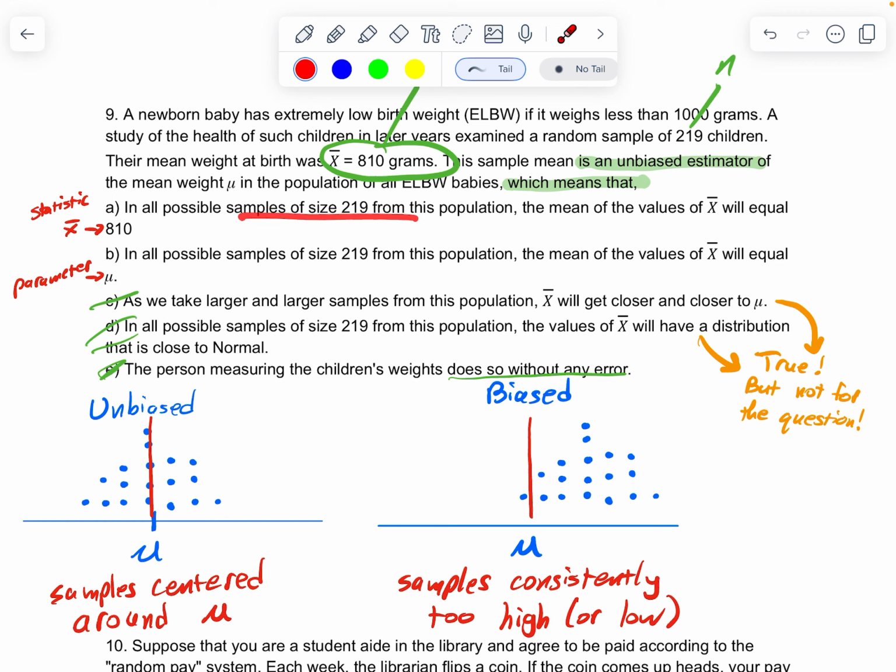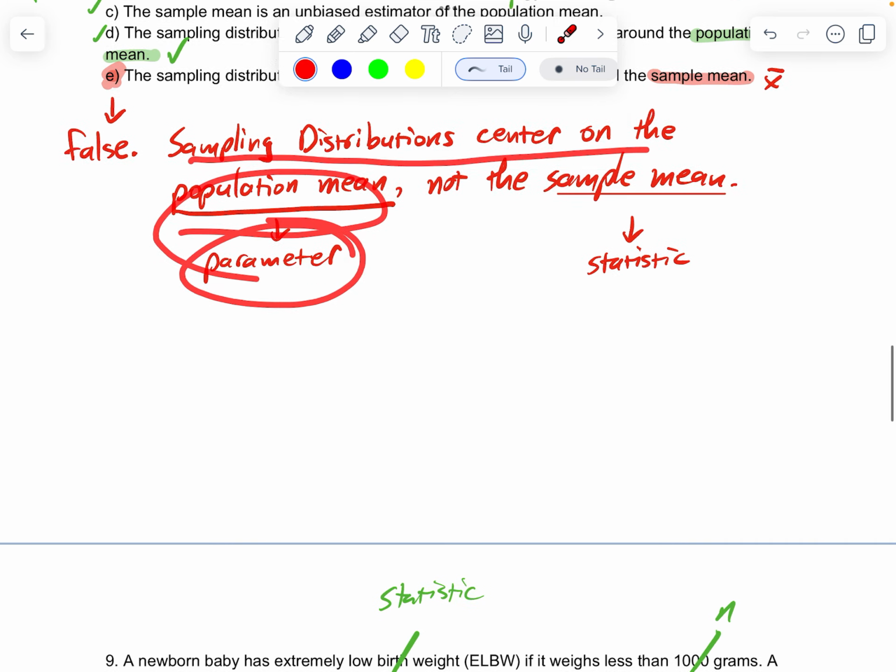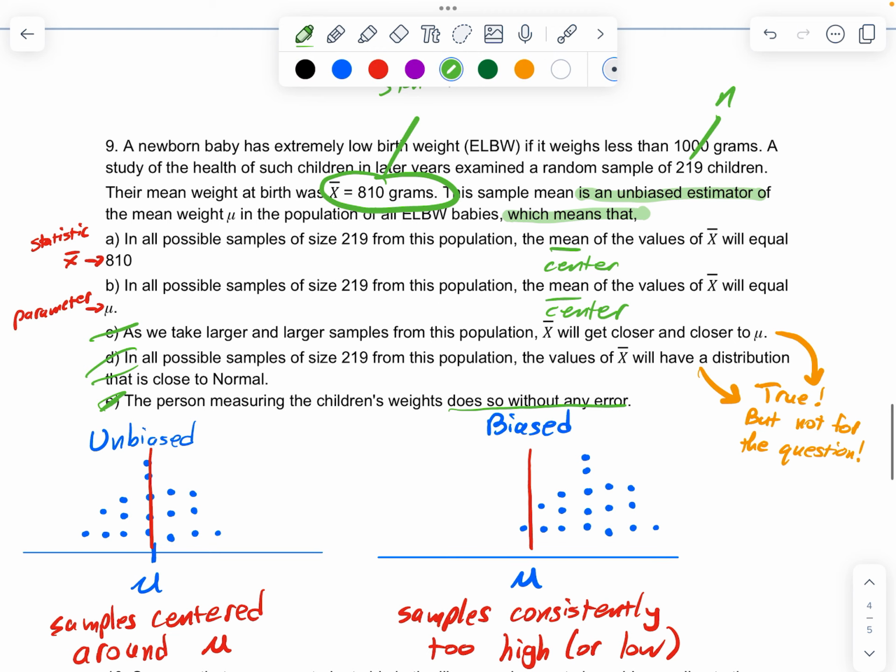It says in all our possible samples, the mean. When I see the word mean, I think the center of all of my samples, the center of all of my X bars. Will it be 810 or will it be the parameter? And I just alluded to it again. Sampling distributions are centered on the parameter. So it is not A, it is B.